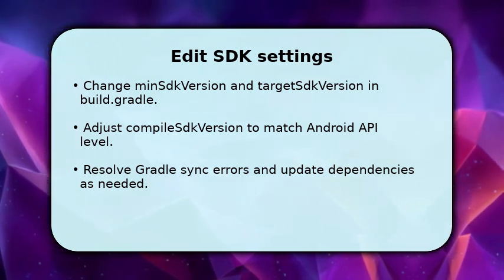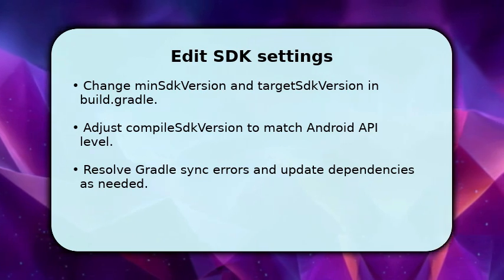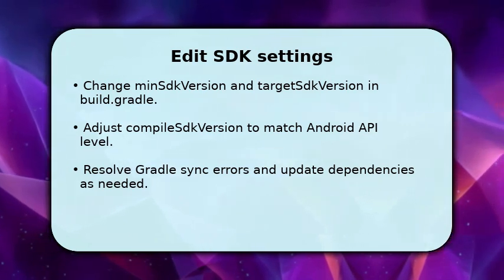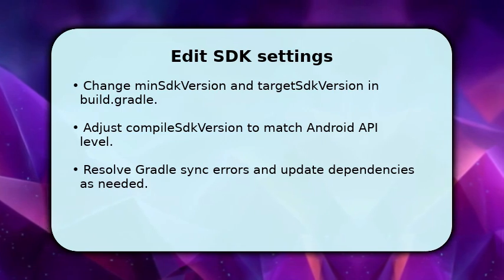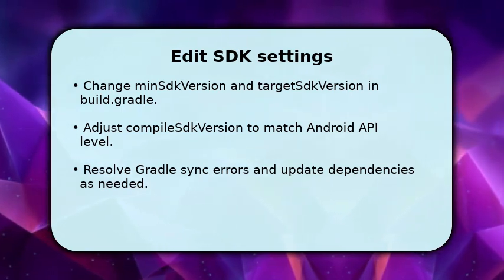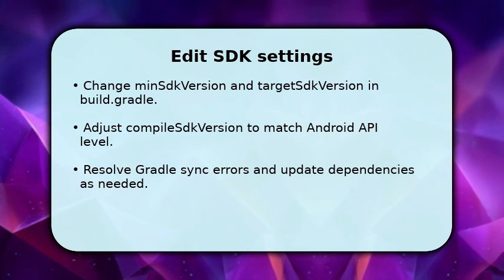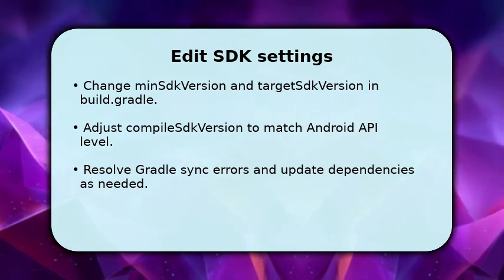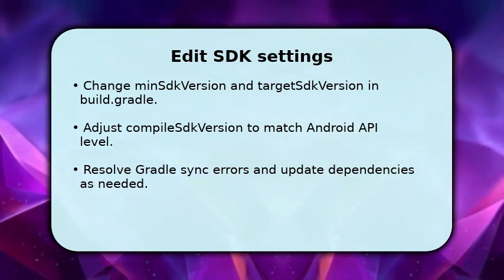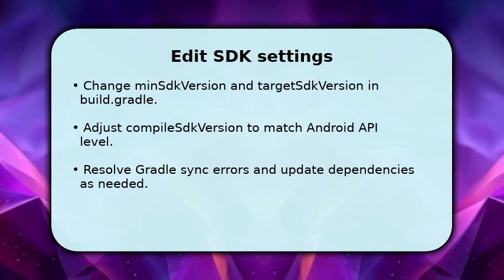Syncing catches incompatible dependencies. If Gradle reports errors, update or replace libraries that require higher APIs and modify code guarded by API checks. Take time to run a build. It shows whether the new SDK settings compile and where runtime adaptations are required.